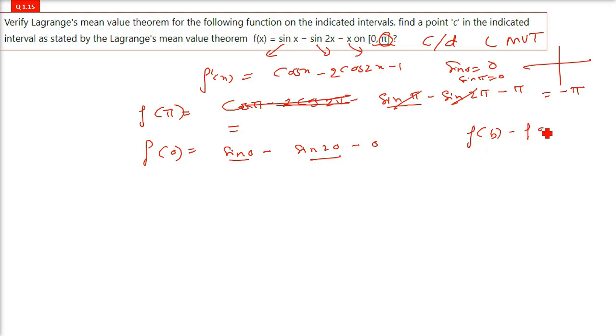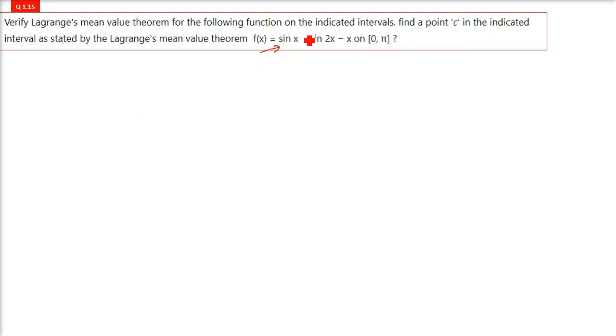fb minus fa by b minus a: this is minus pi minus 0, and this is pi minus 0. We have this as negative 1. You will get negative 1 only. Now this differentiation we have already done, and the value of fb minus fa by b minus a is also computed.